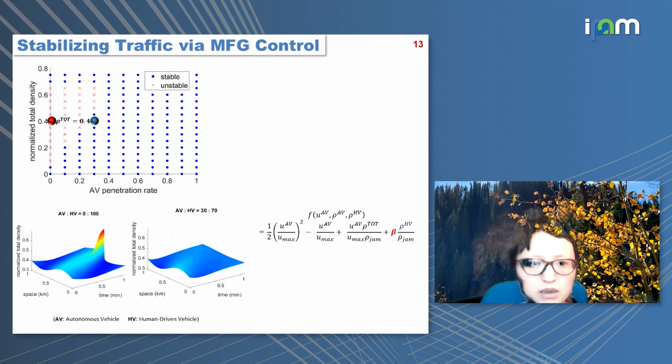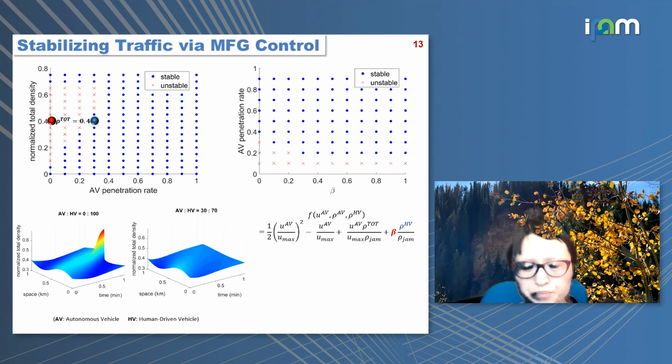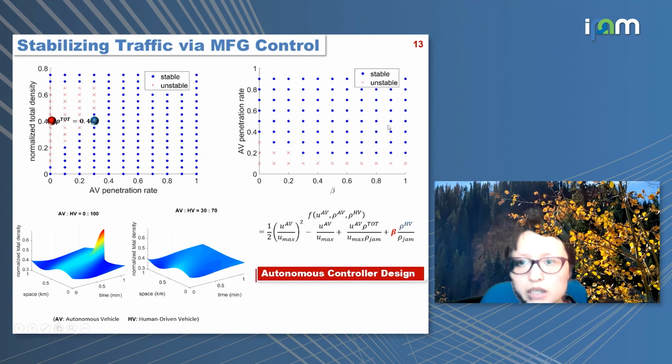I think it's definitely debatable because if we use a different model, we will end up with a different penetration rate. And we also test how sensitive this beta is in stabilizing the traffic. I think Ben has a question.